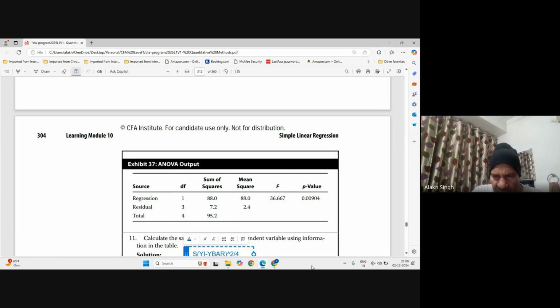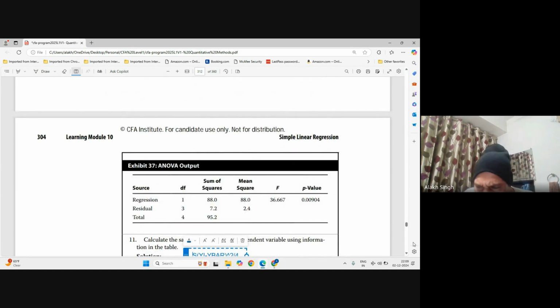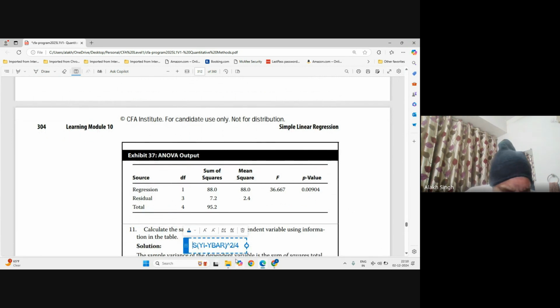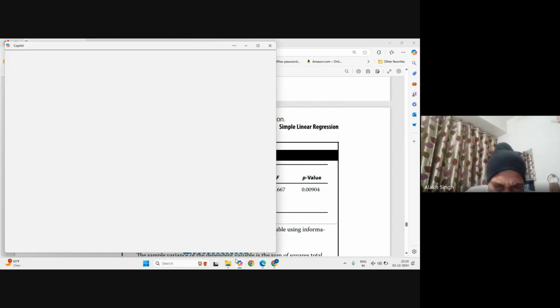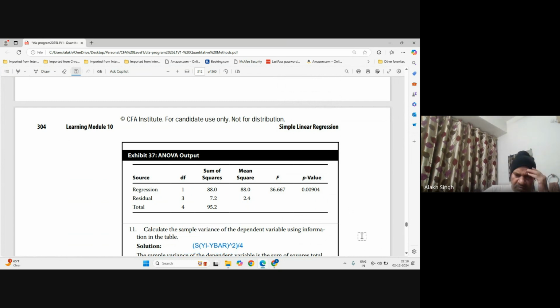Now, how to figure that out from this information? Sum of (yi minus y bar) squared, the whole divided by n minus 1. I want to type it here in brackets because the formula is not displaying. This divided by this. So there should be parentheses and all divided by n minus 1. Okay, so can you figure it out? We should be able to figure it out.